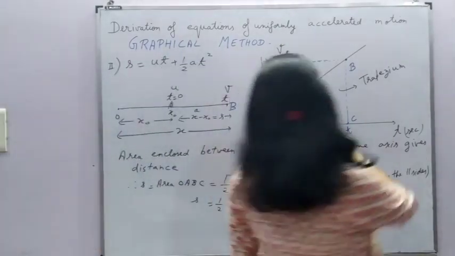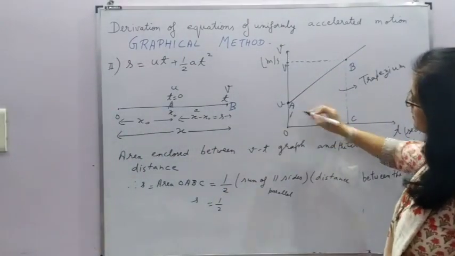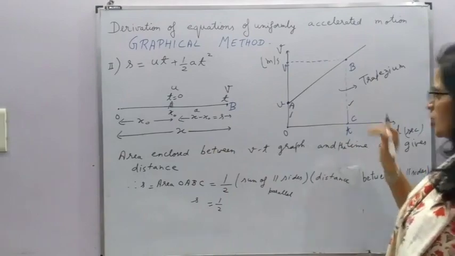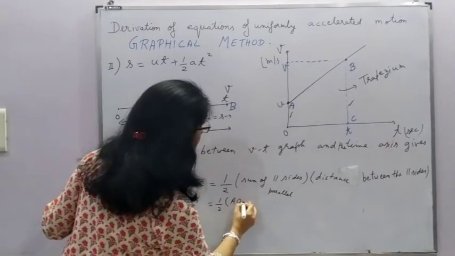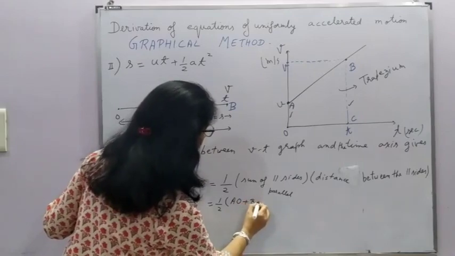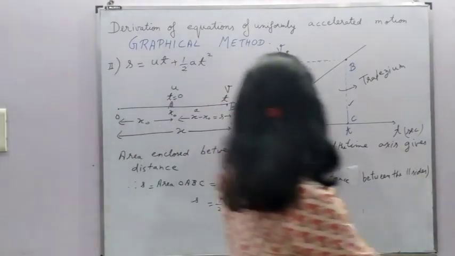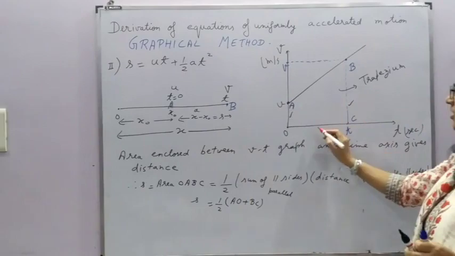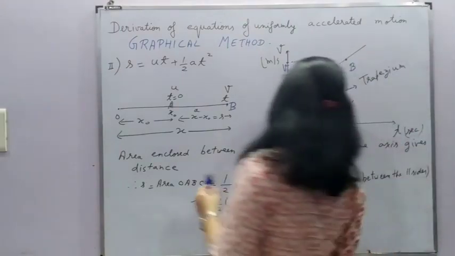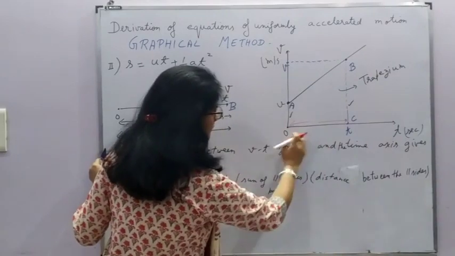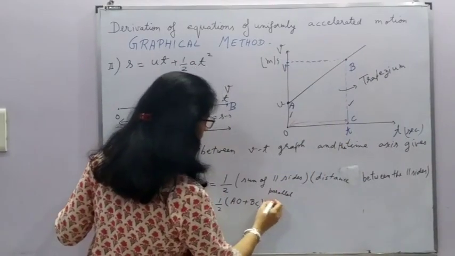Which two sides are parallel in this trapezium? This side and this side are parallel. So you can write down here that sum of parallel sides means AO plus BC. And distance between the parallel sides, these are the parallel sides. So this one is the distance between the parallel sides. So this is how much? This is T according to the graph.